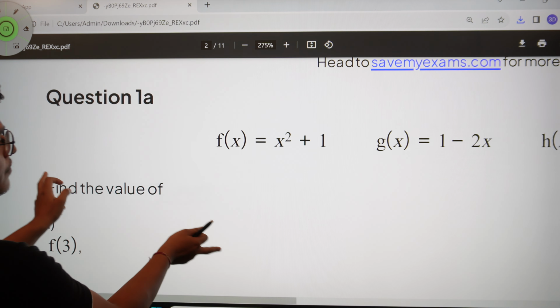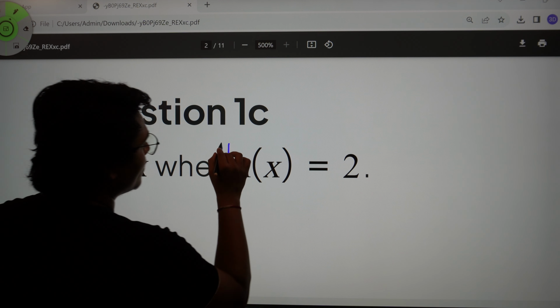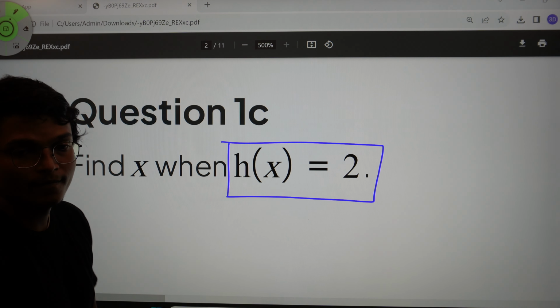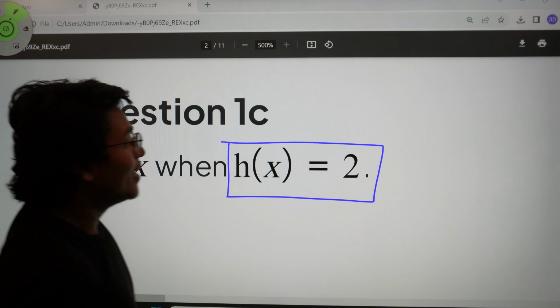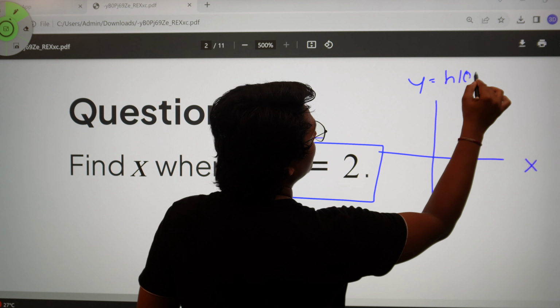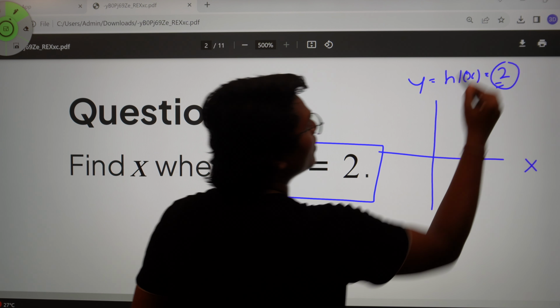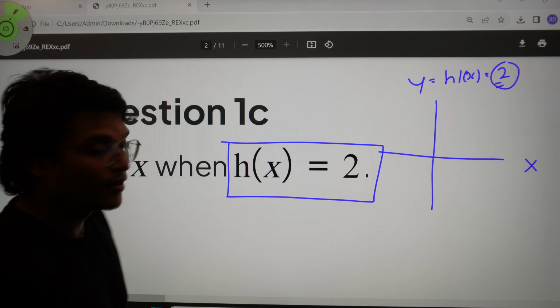Okay. Now see, what is this question saying? h of x is equal to 2. What do we have to understand from this? See, if I take this on a graph, this h of x is nothing but my y, and that is 2, right? Correct? Now let's look at the function that is given.